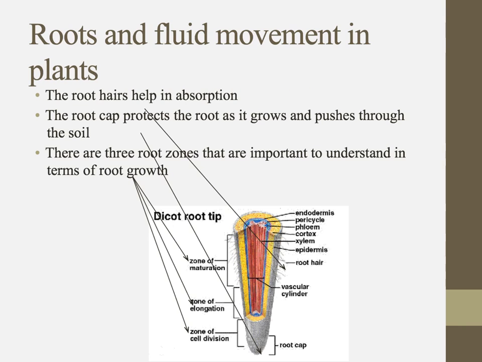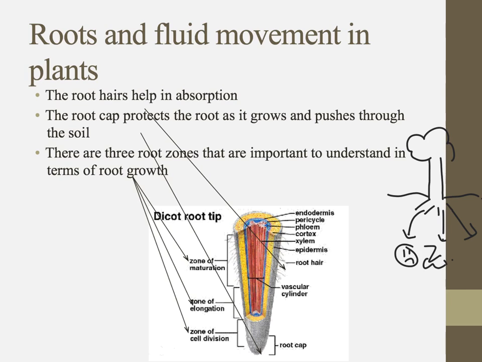Okay, so let's talk about what's going on here in the root. Root hairs are going to help us with absorption, so absorbing minerals or water, increasing the surface area. The root cap is there for protection. So we know that roots grow downward. Here's my tree, here's the roots, here's the ground. Look how amazing that is. Roots are growing downwards, and they've got to push through a whole lot of things like rocks and dirt and other stuff. So that root cap is going to protect it. And then we have those three root zones.